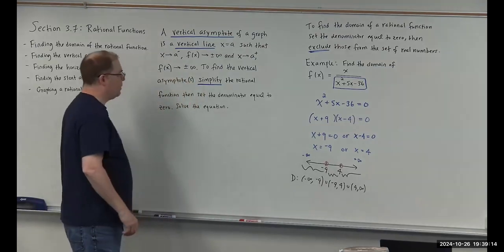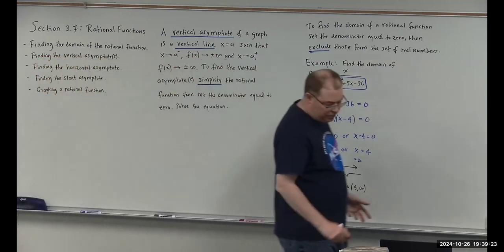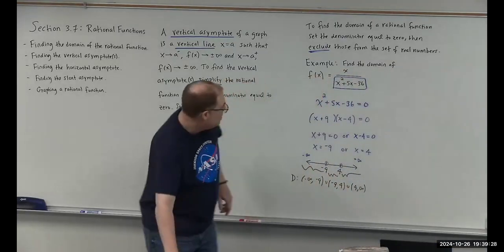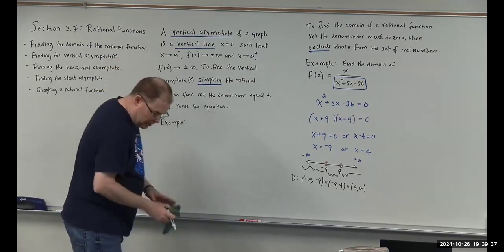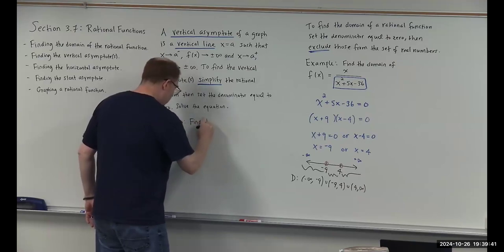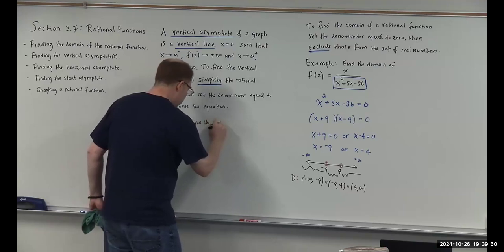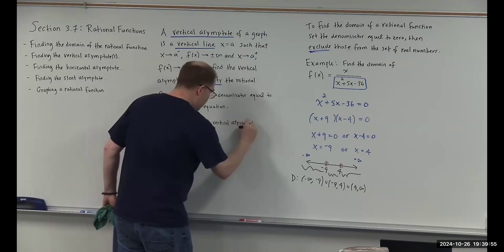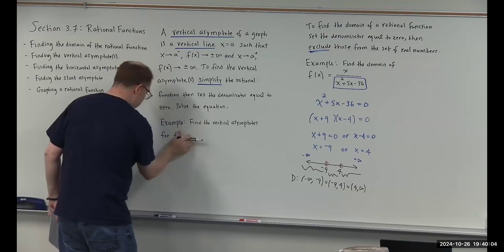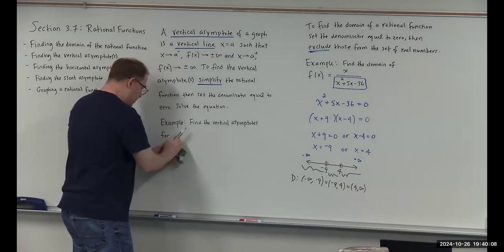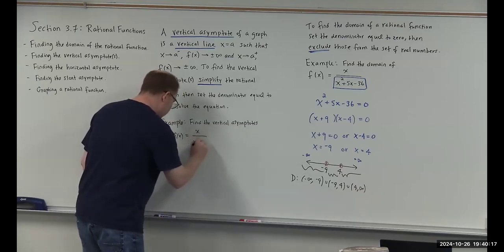All right, let's look at an example of this. And again, what I mean by simplify is that we factor the numerator and denominator and then cancel out the common factors. Okay, so we want to find the vertical asymptotes for this function. Then we get x over x squared minus 9.